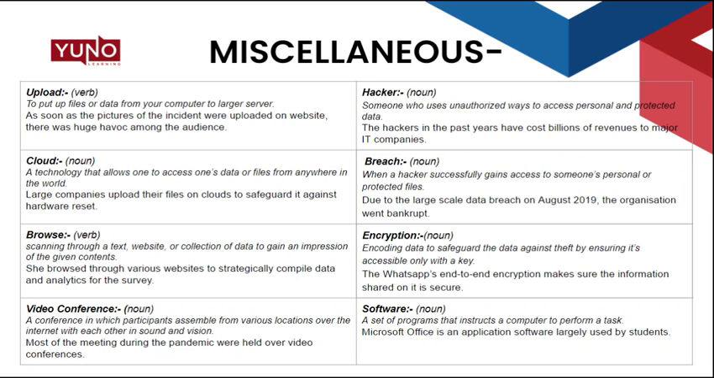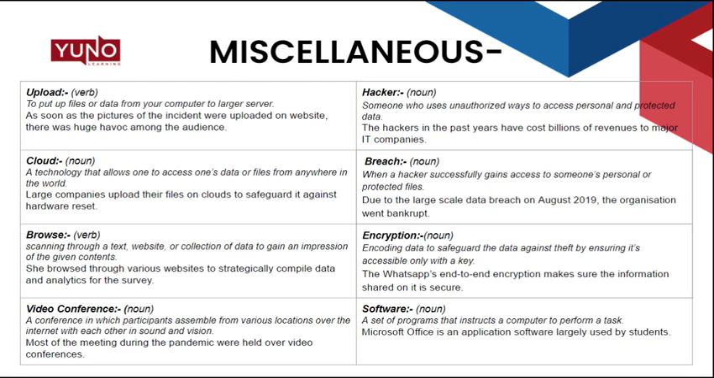Breach, a noun, when a hacker successfully gains access to someone's personal or protected files. Due to a large-scale data breach in August 2019, the organization went bankrupt. Encryption, again a noun: encoding data to safeguard it against theft by ensuring it's accessible only with a key. WhatsApp's end-to-end encryption makes sure the information shared on it is secure. Now, you must have wondered what end-to-end encryption means every time you open WhatsApp. So now you know that encryption means that your texts are safe and secure.